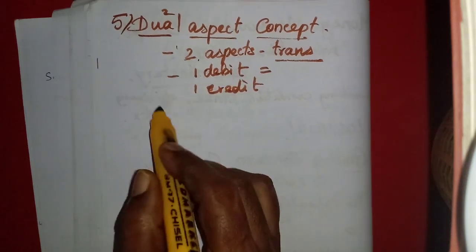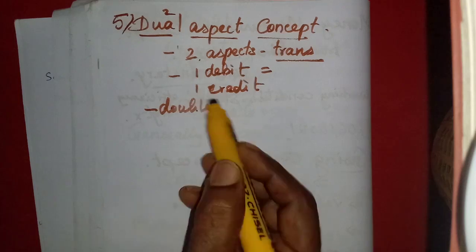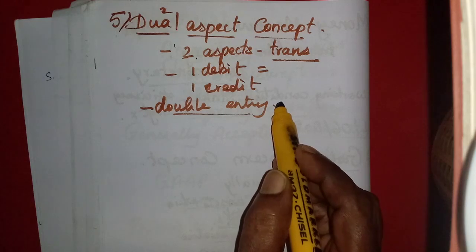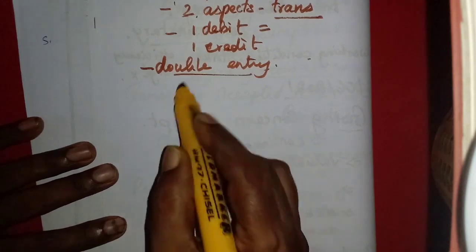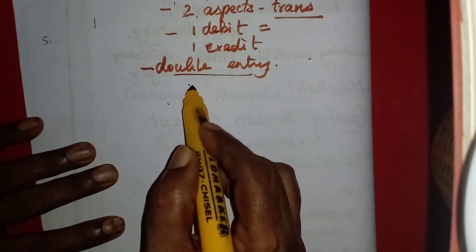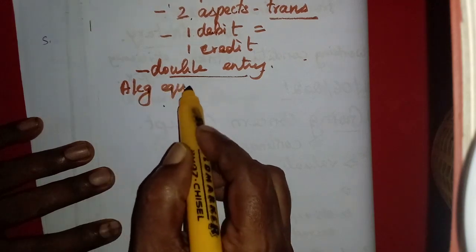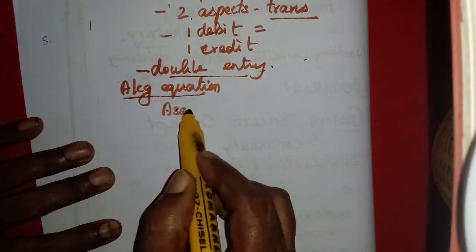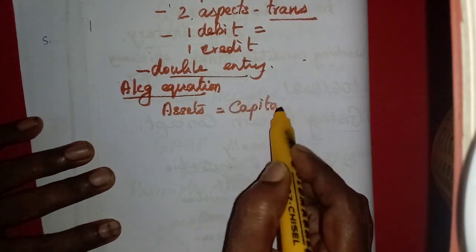So this is called the main rule of the double entry system of bookkeeping. Double entry means for each entry, two aspects. So here we can have one equation, because all the debits are equal to all the credits. So here we will have one accounting equation: total assets will be equal to capital plus liabilities.